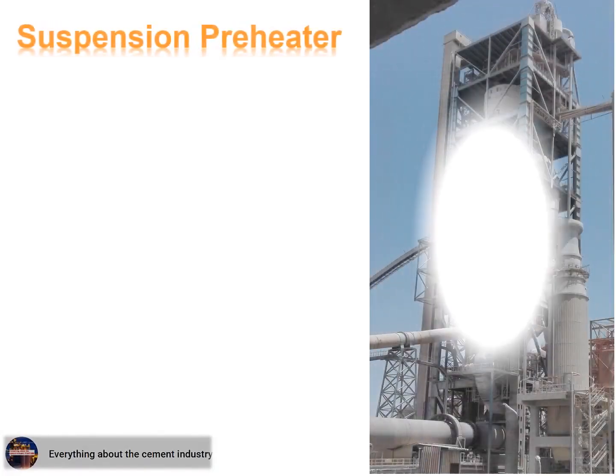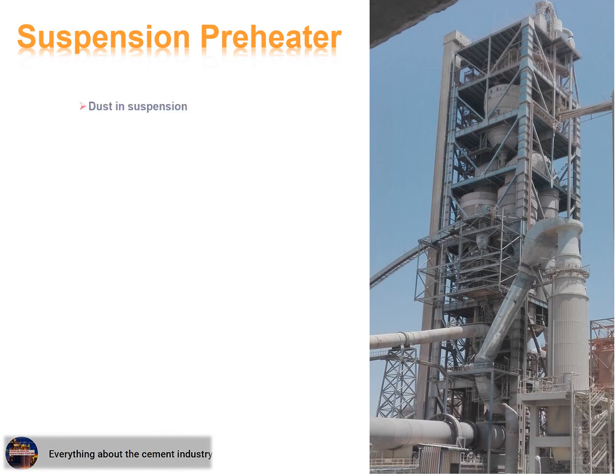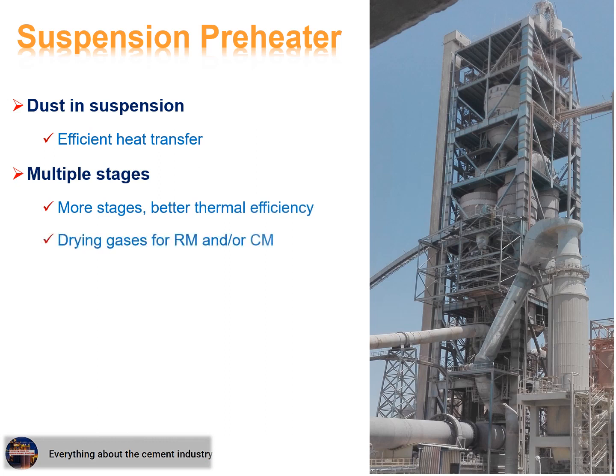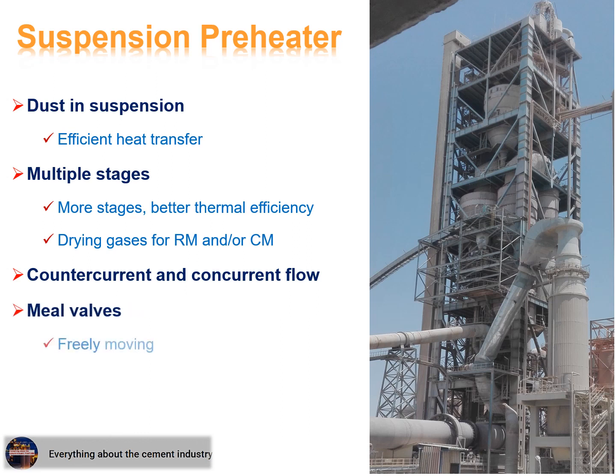Suspension preheater. 1. Dust in suspension: efficient heat transfer. 2. Multiple stages: more stages, better thermal efficiency. 3. Counter-current and concurrent flow. 4. Drying gases: raw mill or cement mill. 5. Meal valves: freely moving, prevent backdraft. 6. Nuclear plug detection.